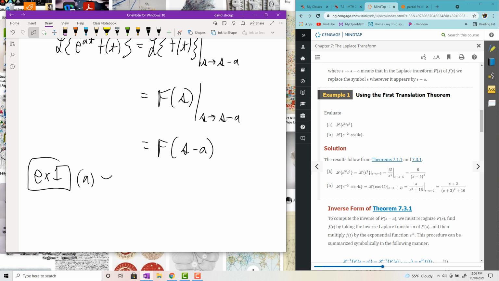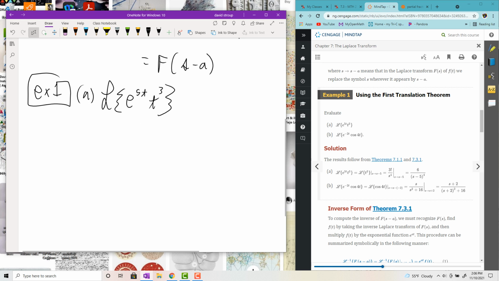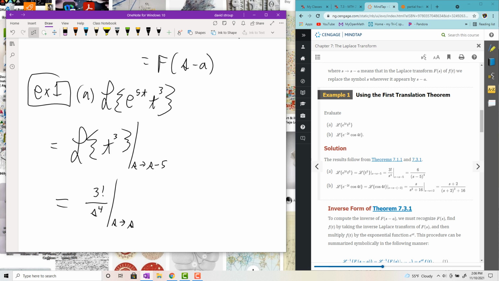So first I have Laplace of e to the 5t times t cubed. So what you kind of do is just kick out the e to the 5t part, and you just consider Laplace of t cubed. So you got to remind yourself at the end, replace s with s minus 5. Okay. So Laplace of t cubed is going to be, in the denominator, s to the 4th, and then 3 factorial in the numerator. And then you just replace s with s minus 5. And you get 3 factorial all over s minus 5 to the 4th. Okay.